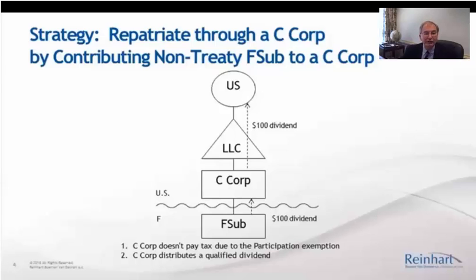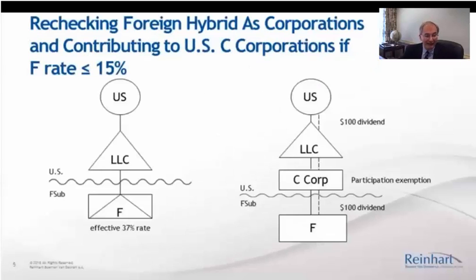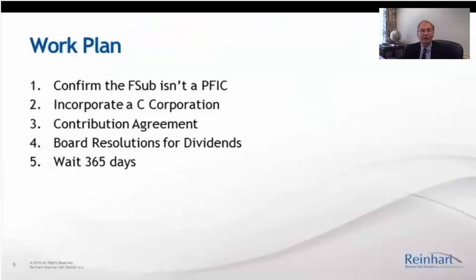Even if you're in one of those situations where you previously checked the box for the foreign subsidiary to get direct foreign tax credits, you're still subject to tax at a 37% rate on those foreign earnings. I did the math, and if your rate of tax in the foreign country is less than 15%, you're going to want to recheck the entity and then distribute the dividend to a C corporation, then go further upstream to the individual. What's the work plan?